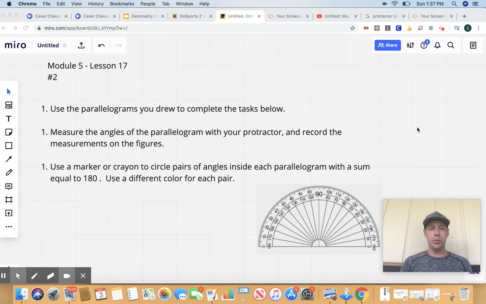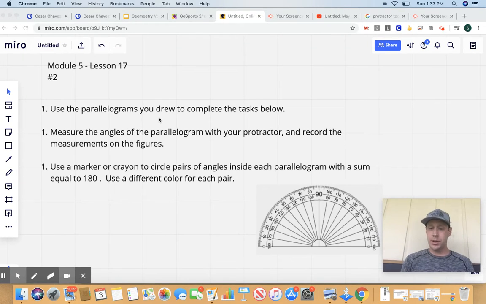You should have your module book out in front of you with a pencil and an eraser. We're looking at problem number 2. In the previous problems, you've been asked to draw parallelograms. Now you're going to use those parallelograms to answer the question in problem 2.